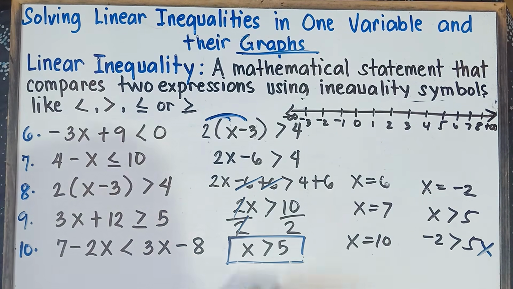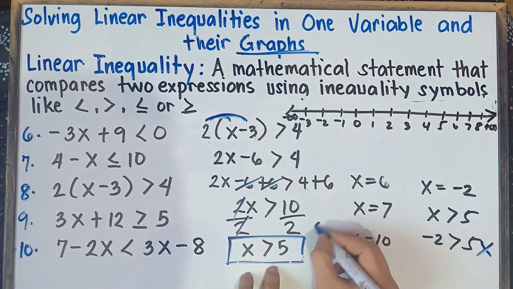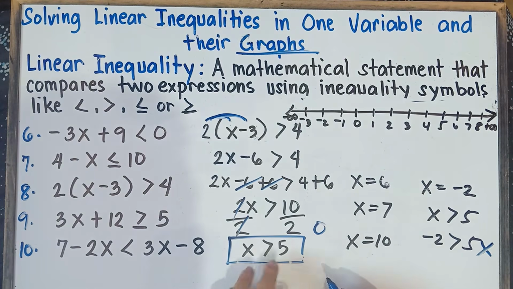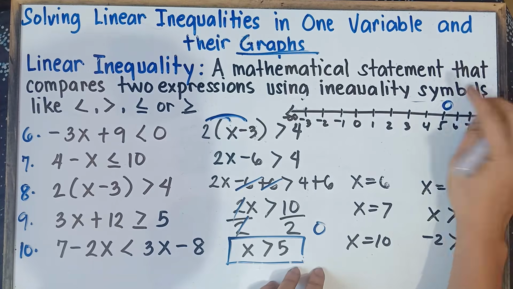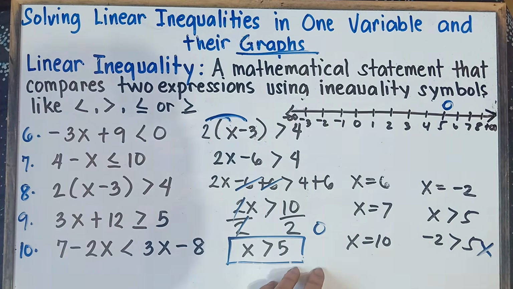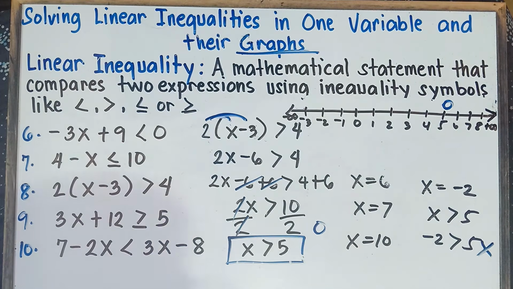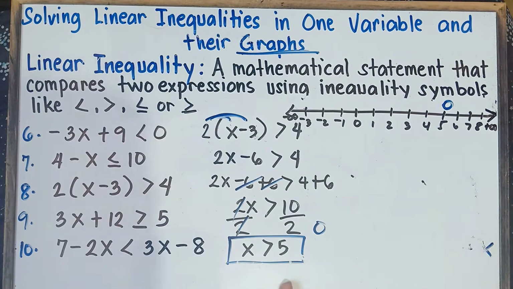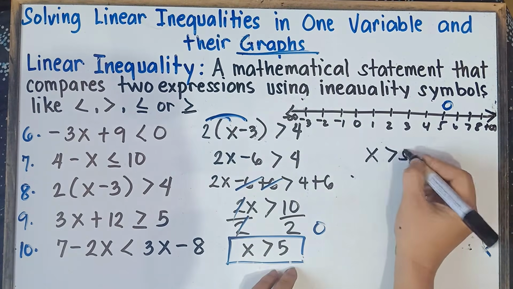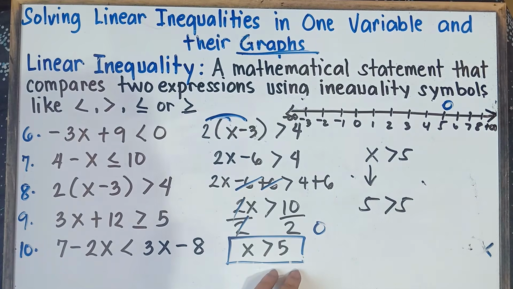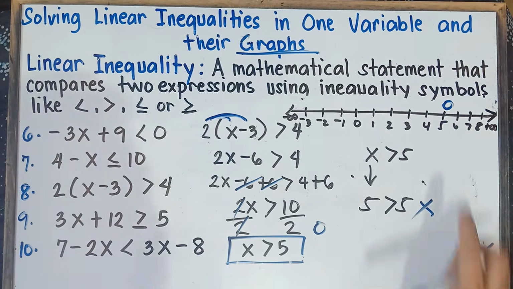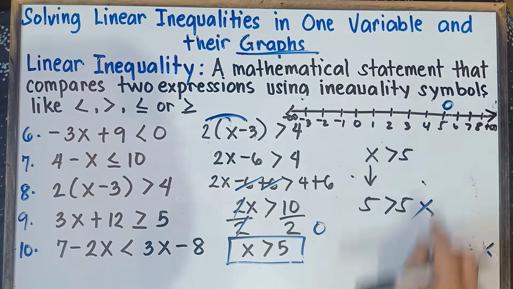Alright, so once again, we use an open circle because this is just greater than. So open circle at 5. It means that 5 is not included. We already explained that one, class. Even if we substitute the value of x, there would be 5. So x is greater than 5. If x is equal to 5, is 5 greater than 5? Nope, it's false. It will not satisfy the inequality. That's why we use an open circle. So 5 is not included.